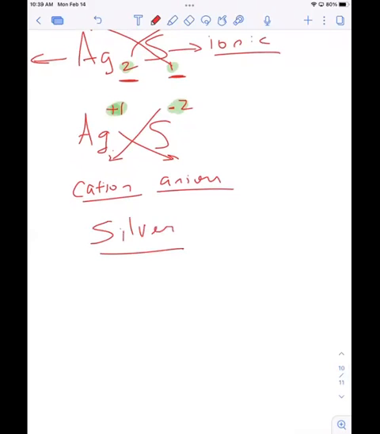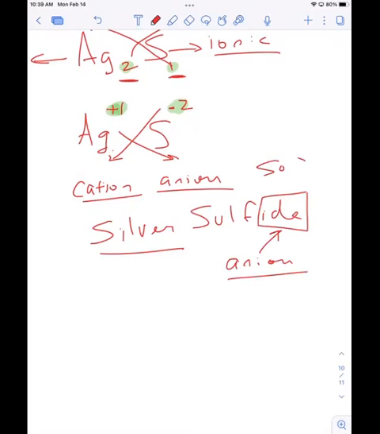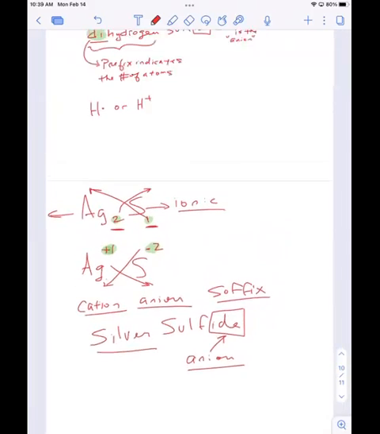And what about sulfur? How do I name that since it's the anion? What's the suffix I'm going to use? Sulfide. Sulfide. That -ide indicates that this is an anion. That suffix. And you'll find out for your halogens and all those other atoms over there, it'll be the same thing. All right, let's do another one.